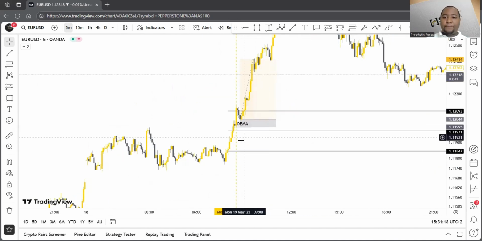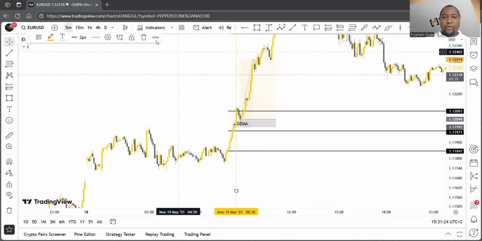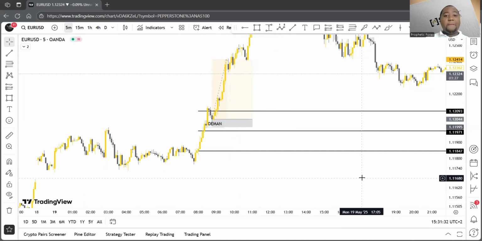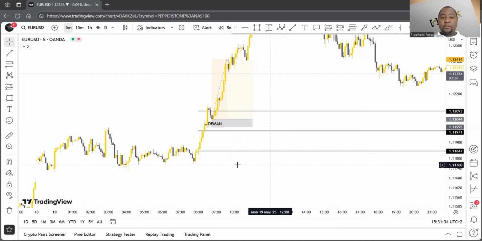Now, again, we can also see that this was 8 a.m., when the London session opens in South Africa. I knew that by 9 a.m. we should be getting momentum on this market, and that's exactly what happened. I waited for the market to give me a setup. I was on the 5 minutes, saw a demand and executed according to the trend.